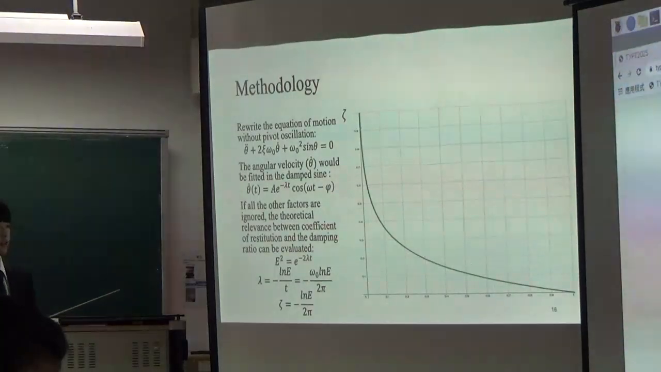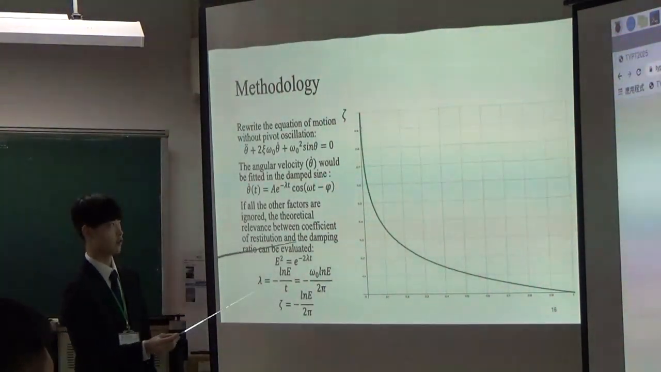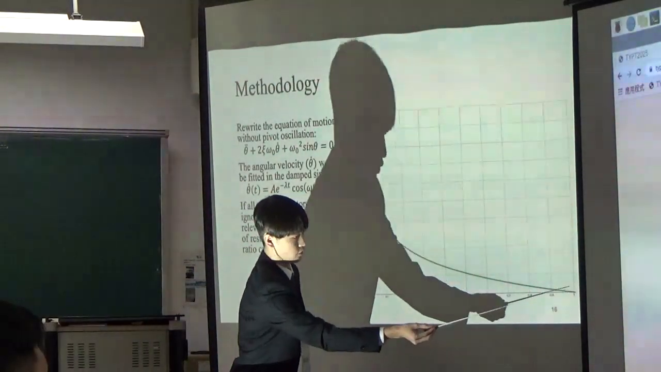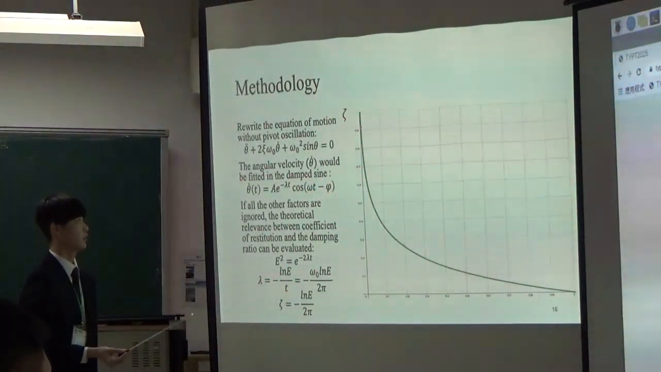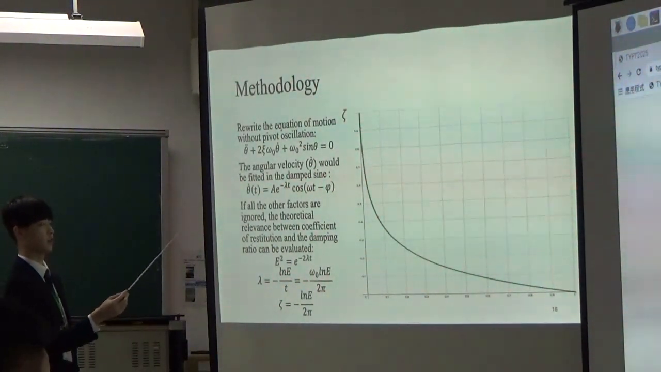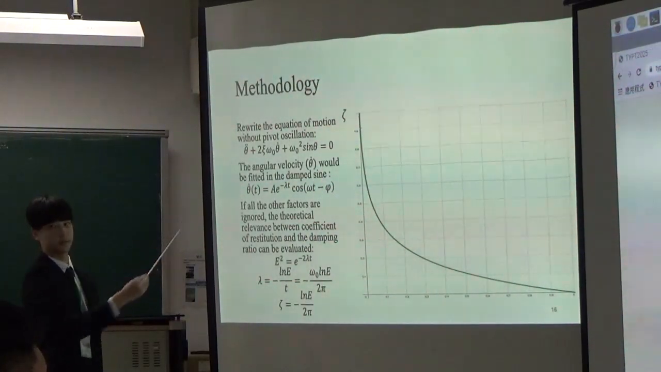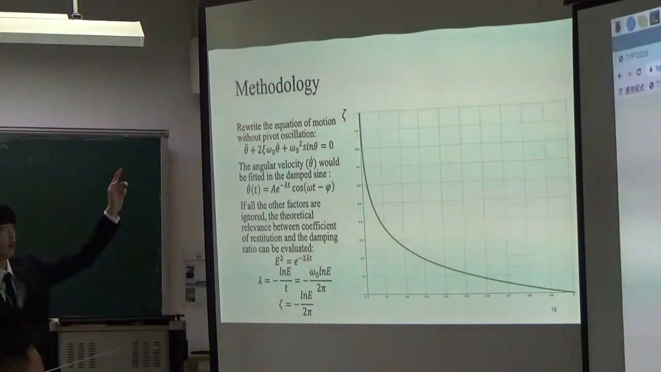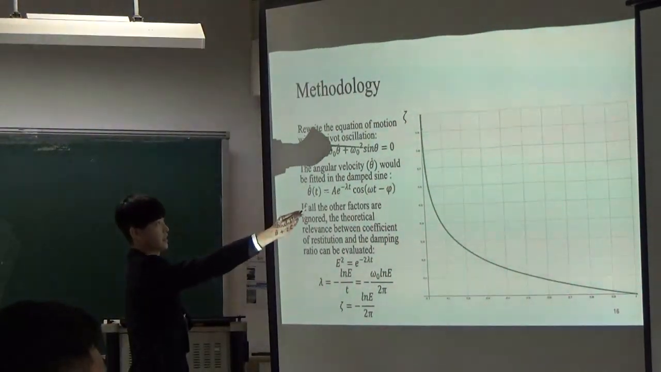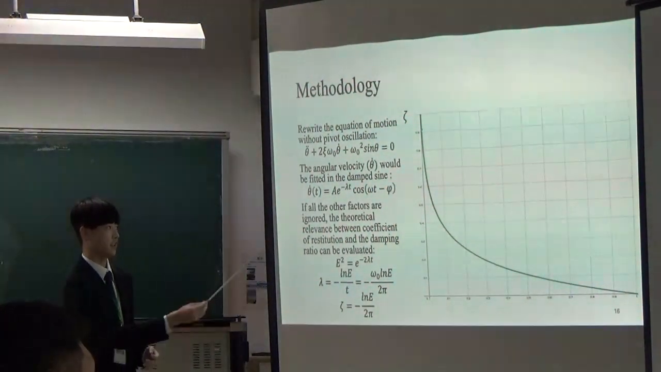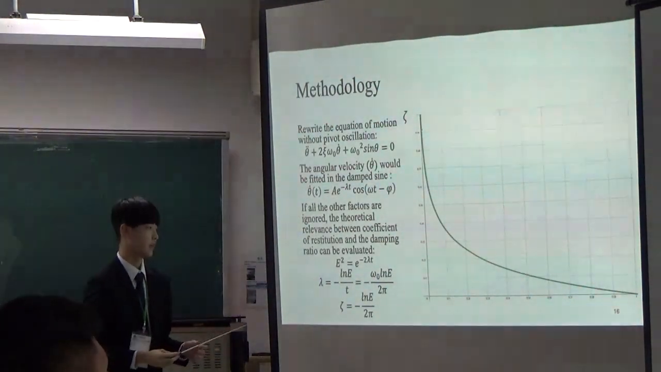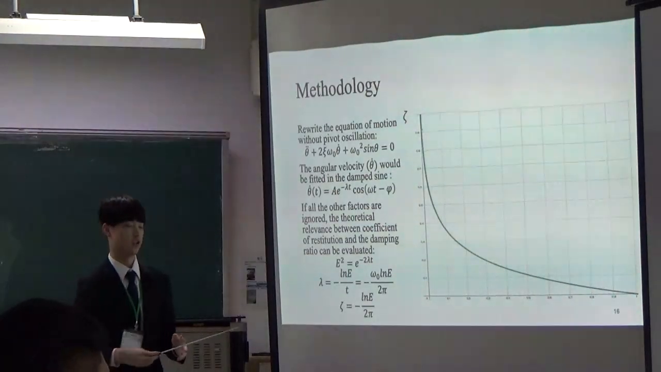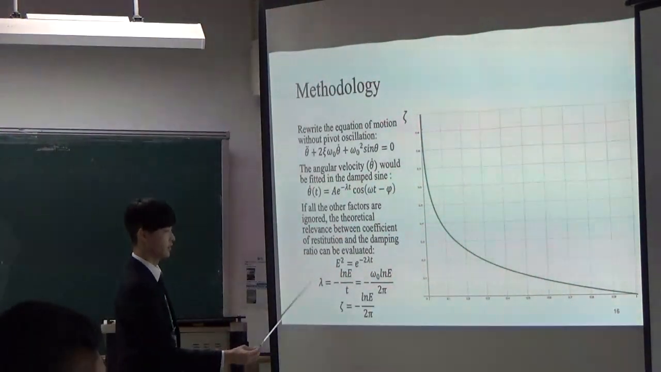Here is the theoretical correlation between the damping ratio and the coefficient of restitution. And we can calculate it by this. We substitute the oscillation of the pivot as 0 into our equation of motion, and we can rewrite it as this. Here we can fit it to the damped sine wave. And the way I acquire the theoretical correlation is by this calculation.